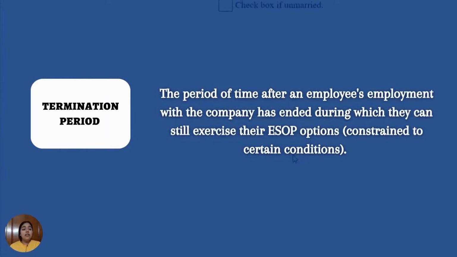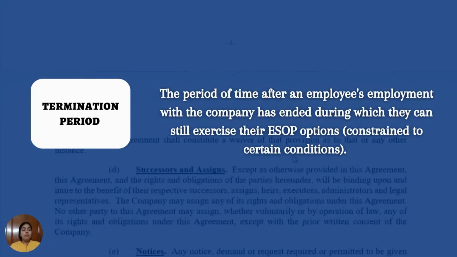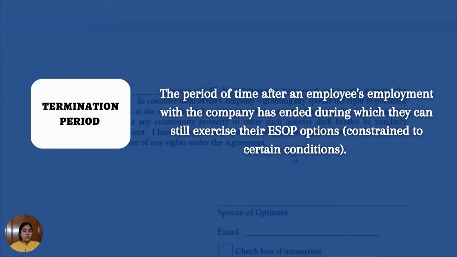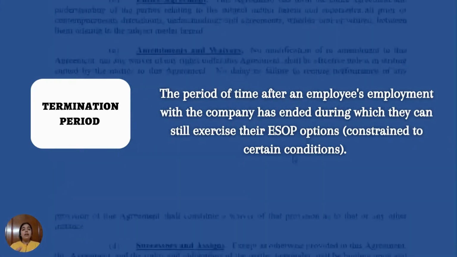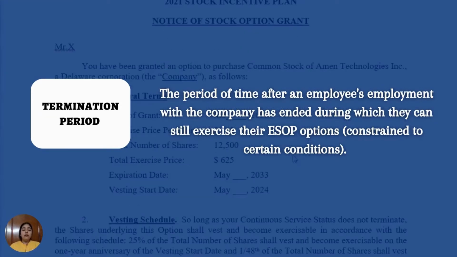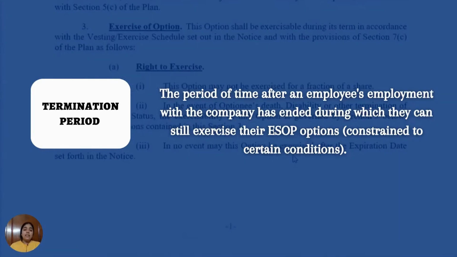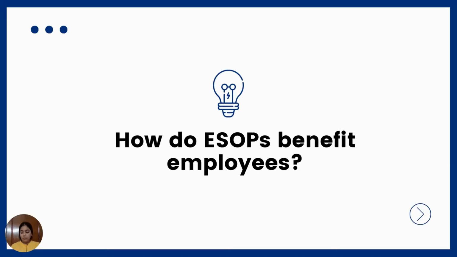Next comes termination period. The period of time after an employee's employment with the company has ended, during which they can still exercise their ESOP options. During the exercise period, there might be some circumstances where the employee might have to leave the company. So he or she will definitely have the right to exercise those ESOP options, constrained to certain conditions.